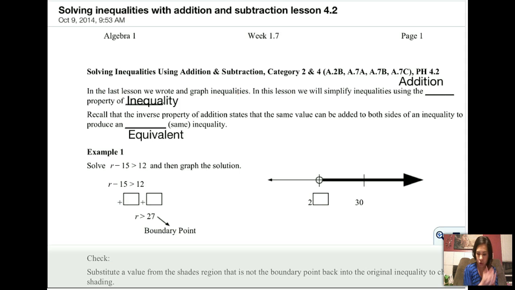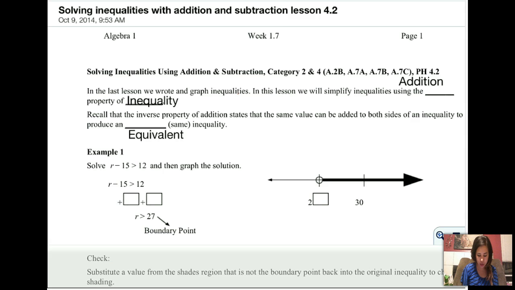This is in your notes page handout that I gave to you guys. The first step is to fill in the blanks. So it says, in the last lesson, we wrote and graphed inequalities. In this lesson, we will simplify inequalities using the addition property of inequalities. So go ahead and fill that in. Then it says, recall that the inverse property of addition states that the same value can be added to both sides of an inequality to produce an equivalent inequality.